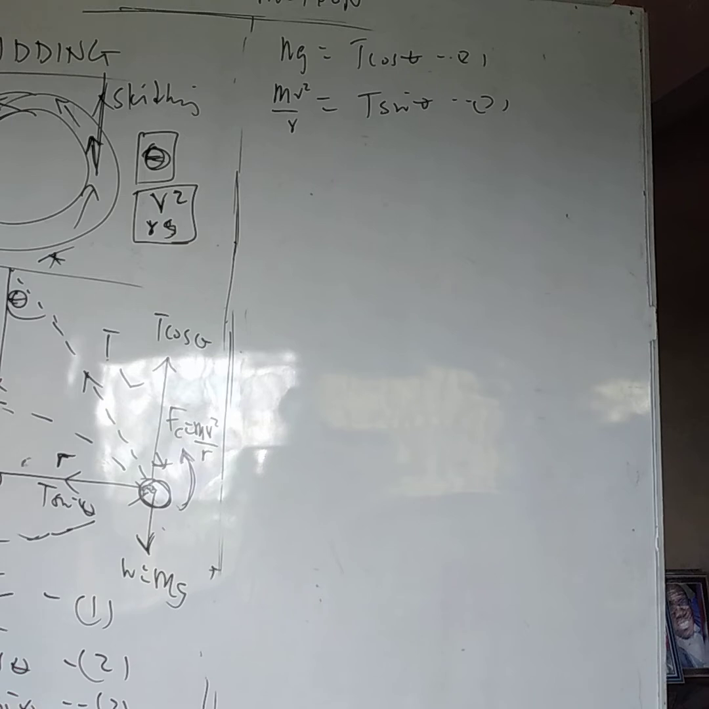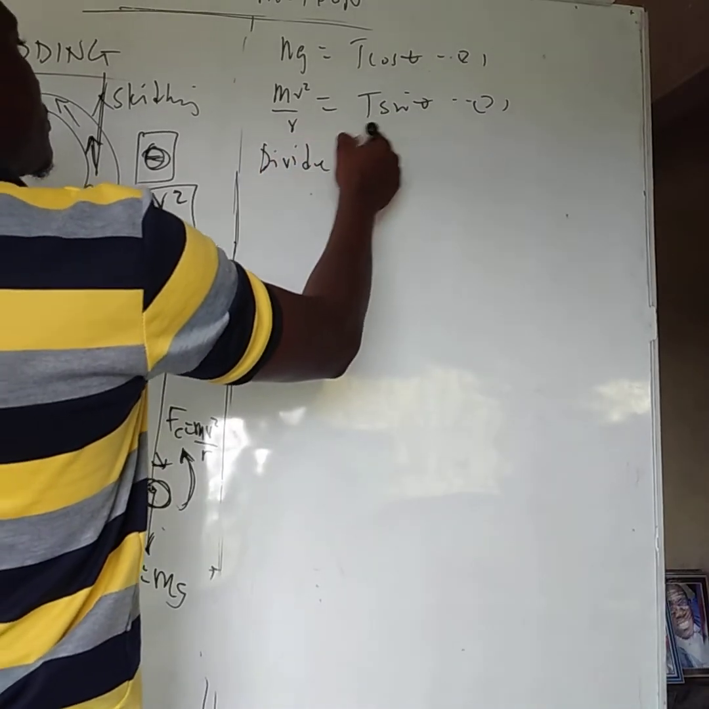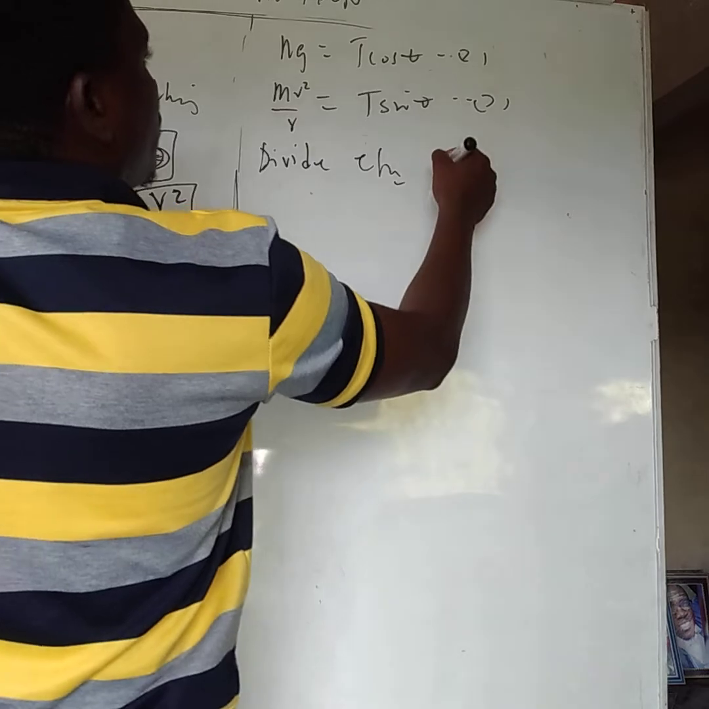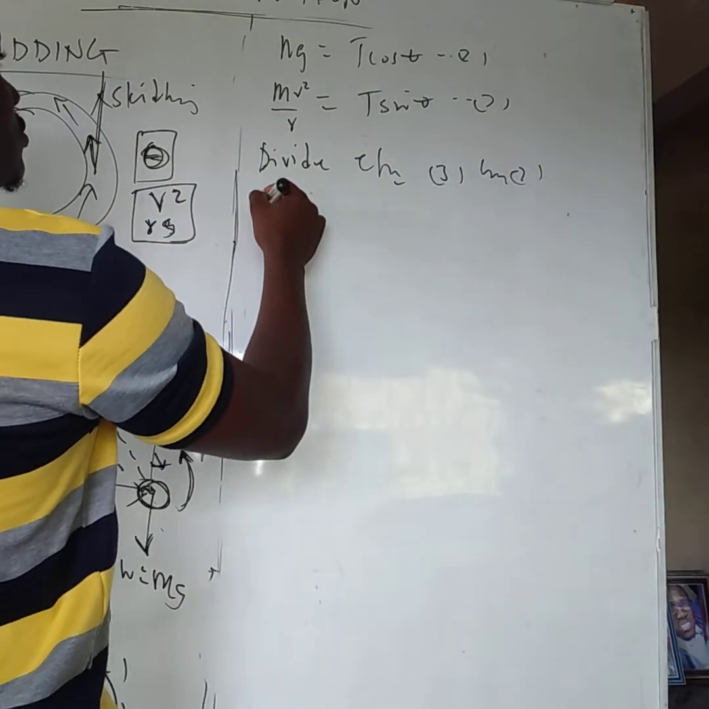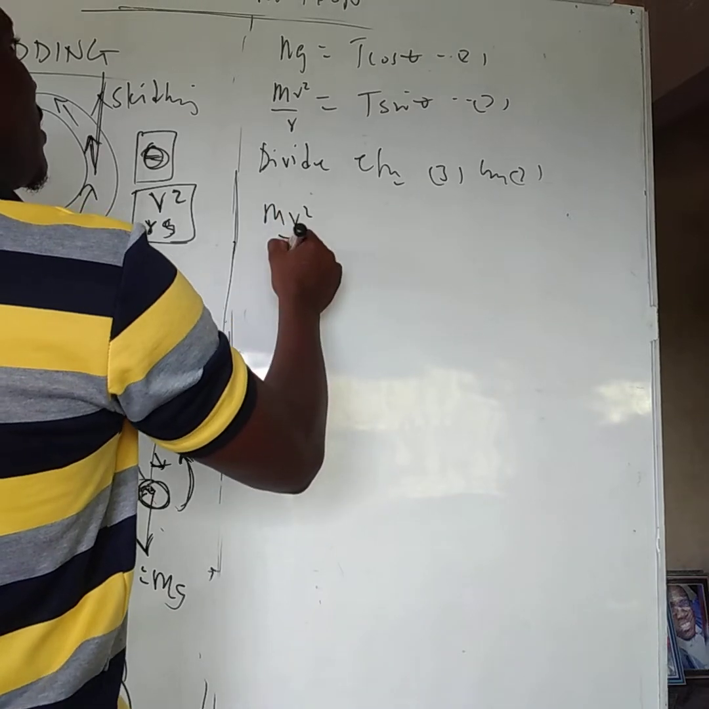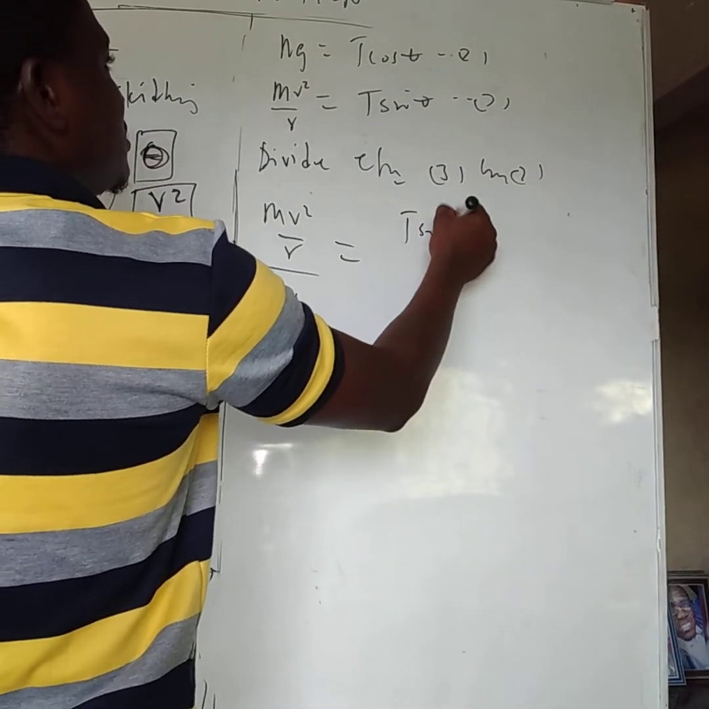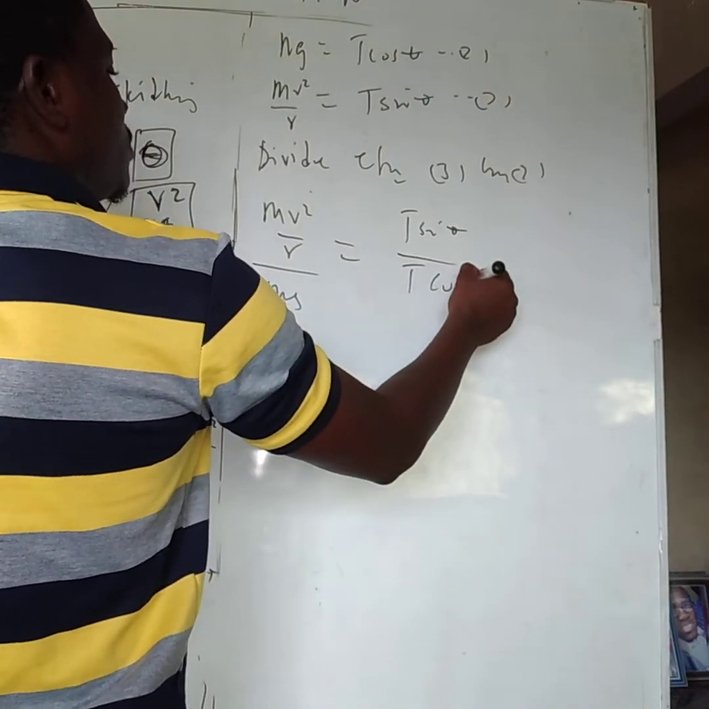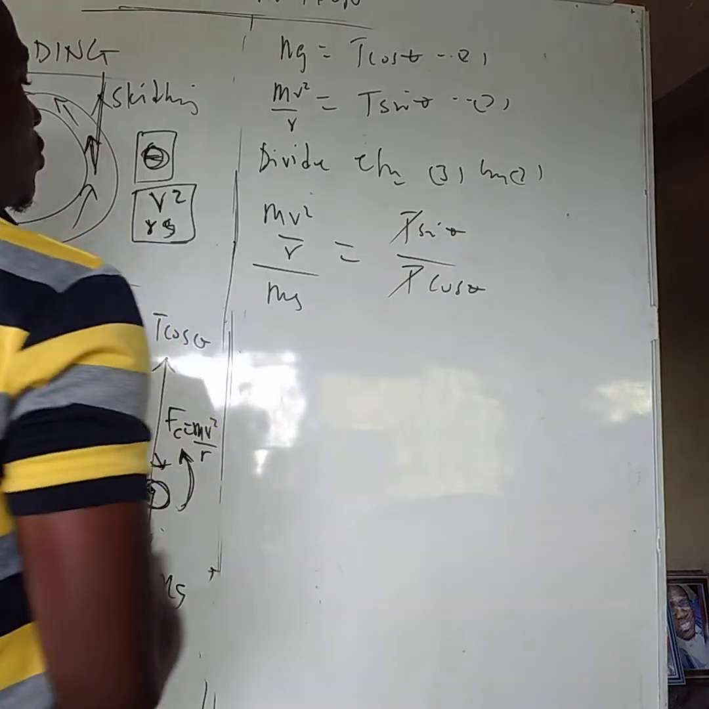So we are going to use equation 3 and equation 2 to help us derive the equation that we want. So let's divide equation 3 by equation 2. So we are going to get mv squared over R divided by mg is equal to T sine theta all over T cos what? Theta. Okay. Now this and this will go away.